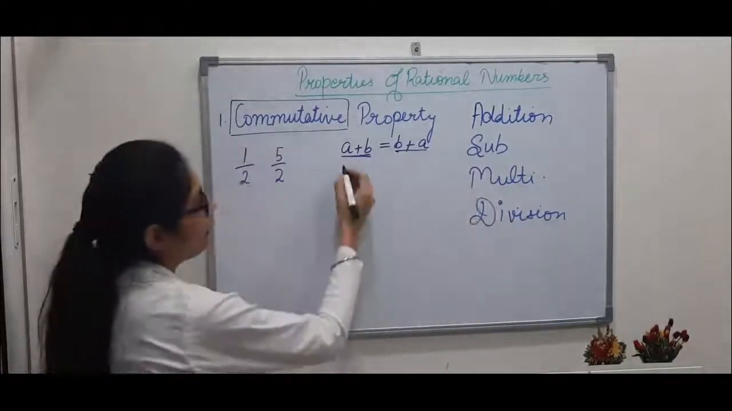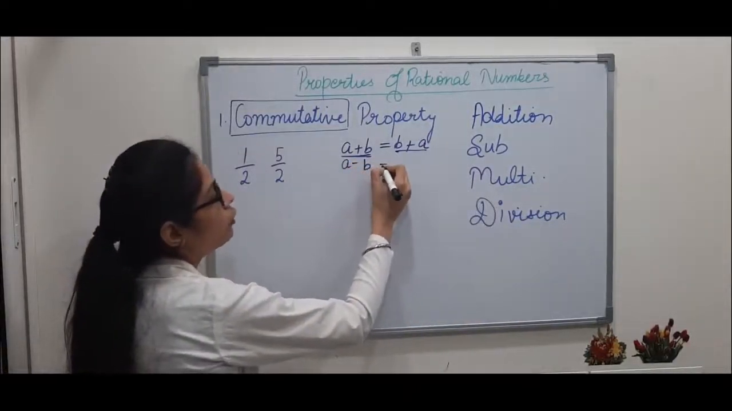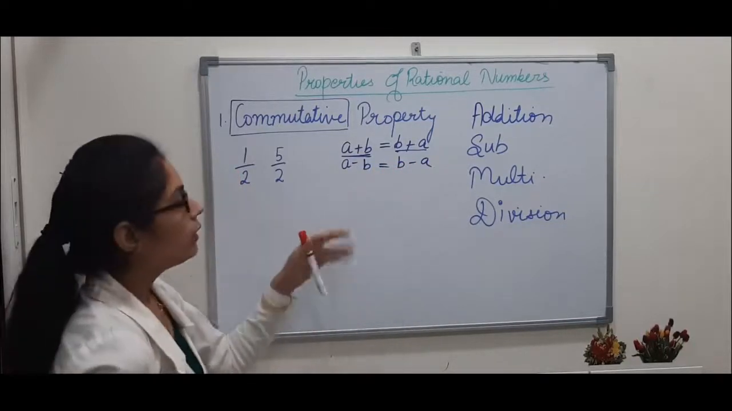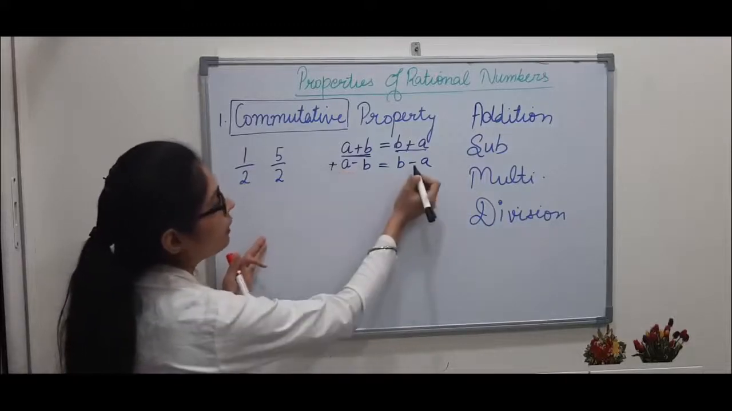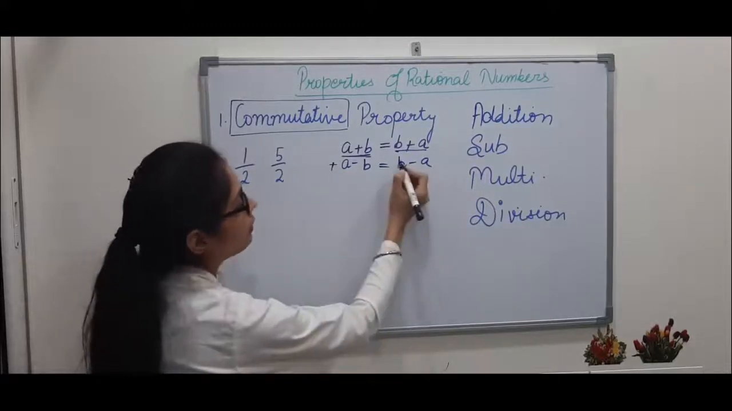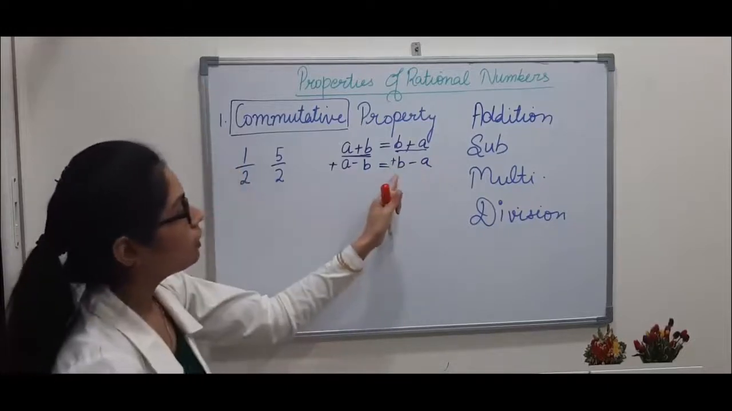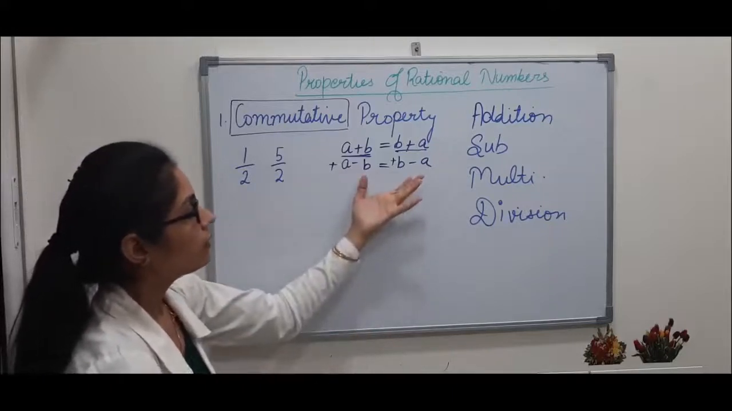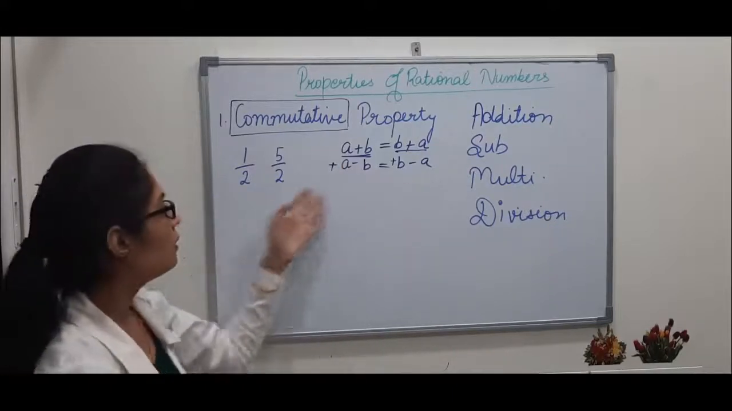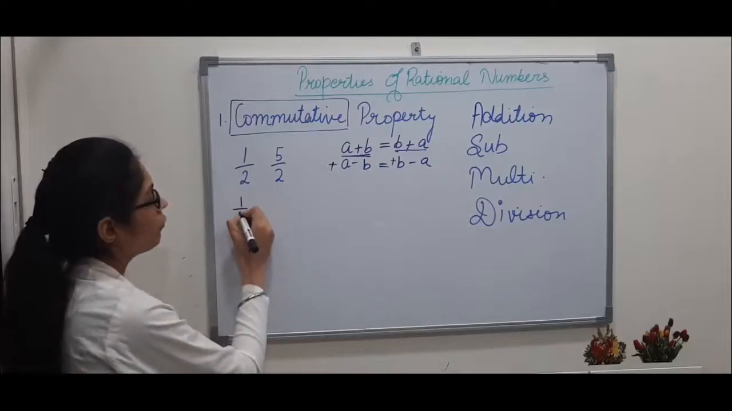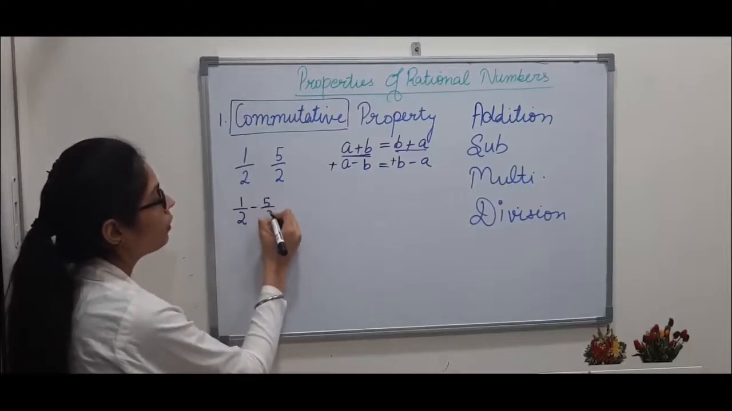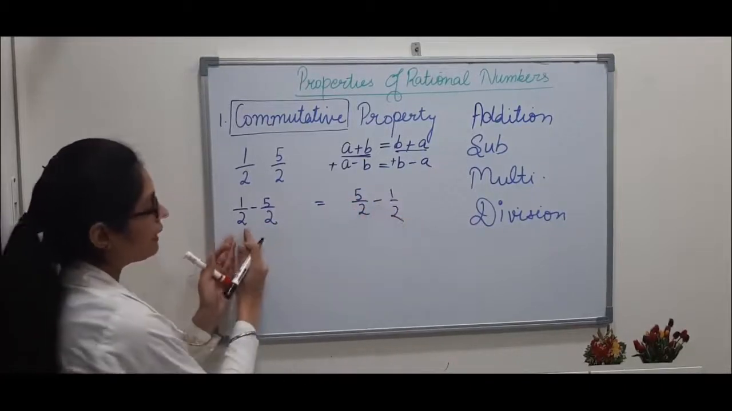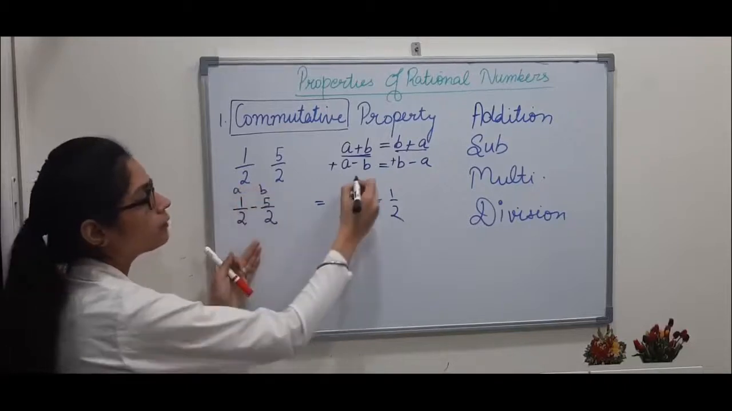If I do it for subtraction, a minus b should be equal to b minus a. Here if you can see it, a is plus, but in this case a is becoming minus and b is becoming positive. See, the signs are getting changed. From here only I can see this property will not be verified, but still let's try to prove it. 1 by 2 minus 5 by 2 should be equal to 5 by 2 minus 1 by 2. This is a minus b, this is b minus a.